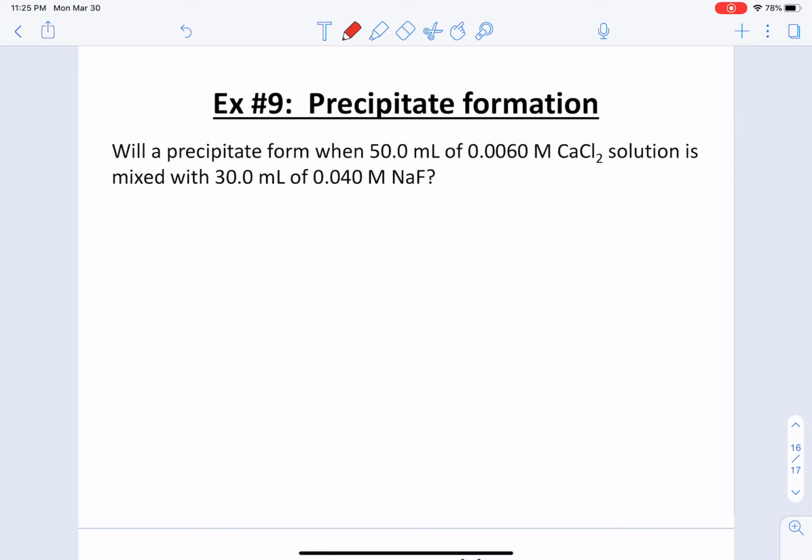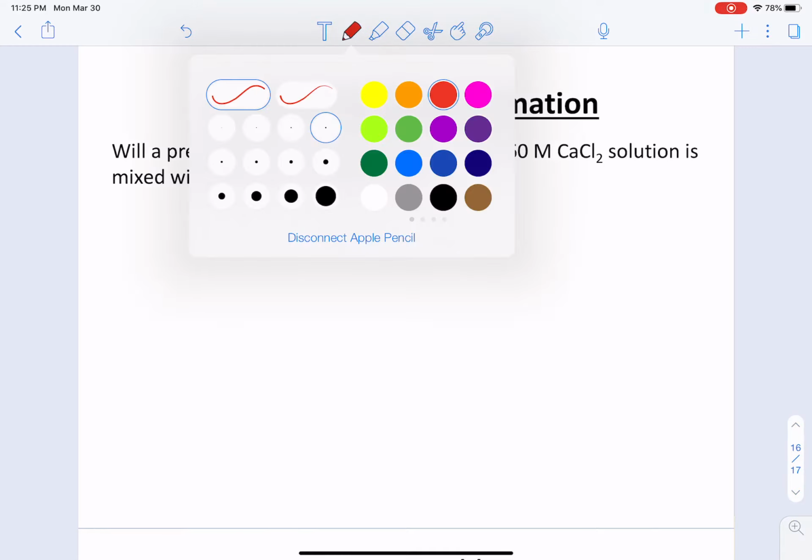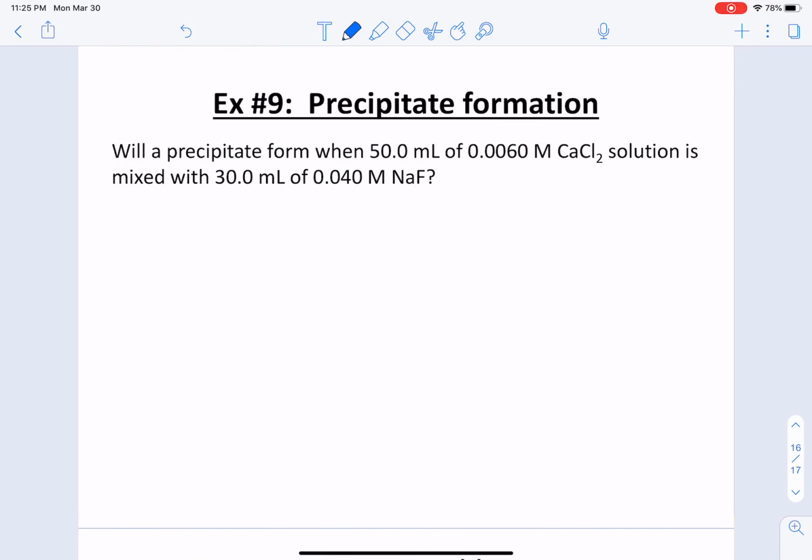So in this next example, we have a mixture of calcium chloride and sodium fluoride. We're going to walk through the same kind of process one more time so you can get the hang of it. So we want to start with a balanced equation. We have calcium chloride and sodium fluoride. It produces calcium fluoride and sodium chloride. Our potential candidate for a precipitate is calcium fluoride. And the KSP of calcium fluoride.